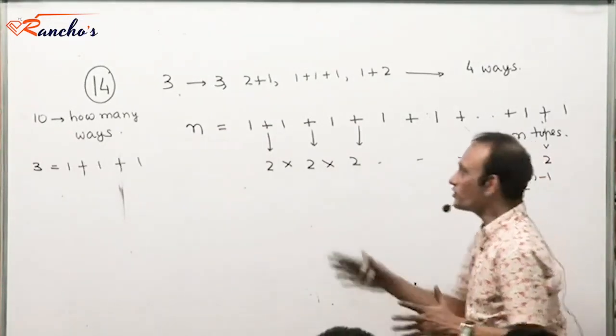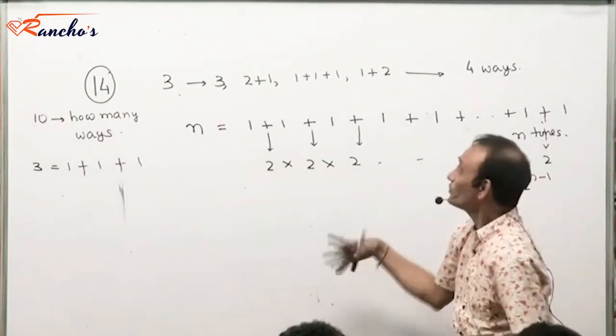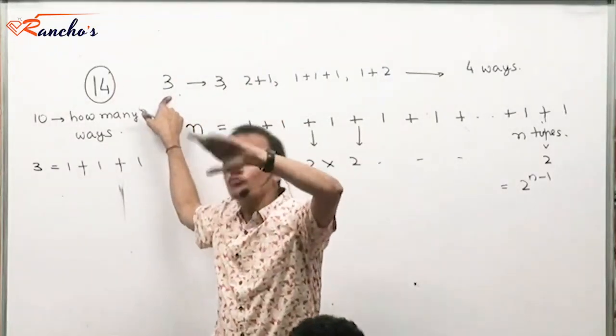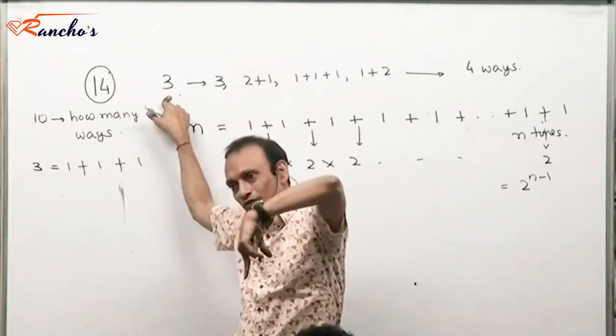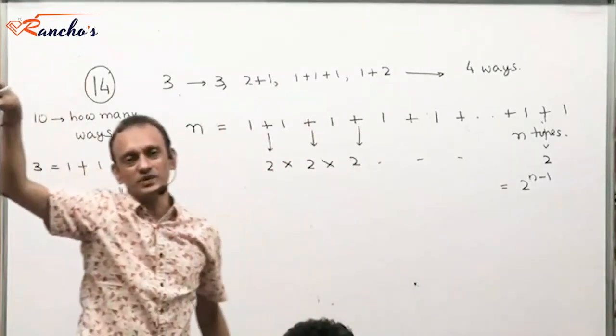Right? So for 10, it's going to be 2 to the power 9. For 3, it was 2 to the power 3 minus 1, 2 squared. For 4, it will be 2 cubed. For n, it's going to be 2 to the power n minus 1. That's the number of partitions.